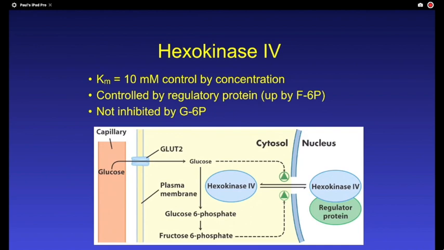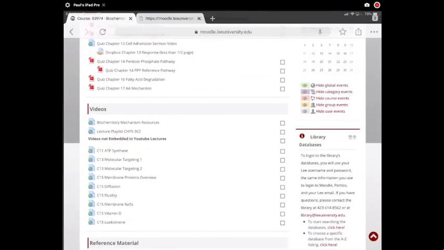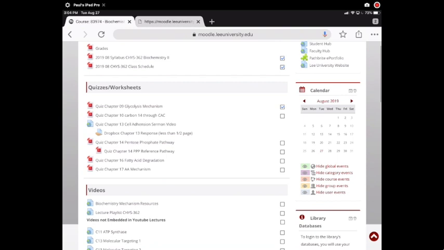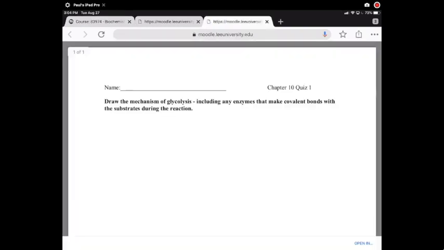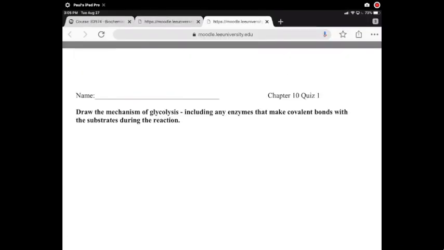All right. So, what do we need to finish in this chapter? All right. If you would go to the first quiz, and I think the chapter numbers are wrong, but this is the first quiz. Okay, so what does that say? Draw the mechanism of glycolysis, including any enzymes that make covalent bonds with the substance during the reaction. There were a couple of them that actually became part of the reaction. Aldolase was one of those. Okay? And so I want you to draw out the entire mechanism.